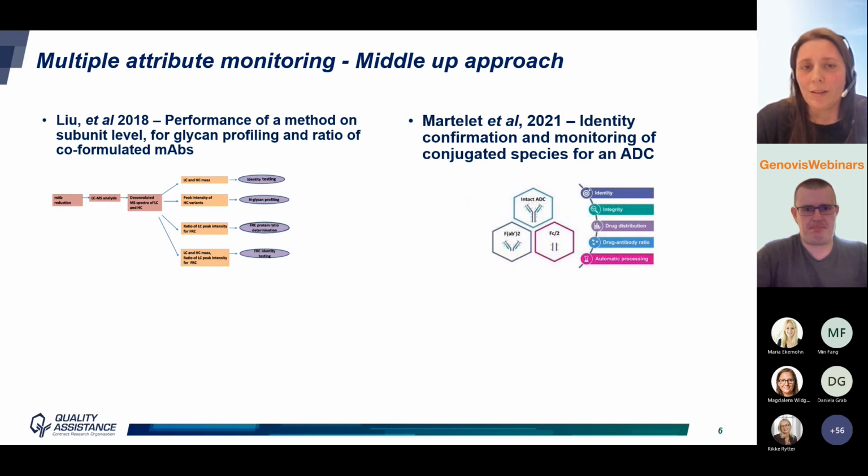So commonly, the multiple attribute monitoring is done on the peptide level, but today I want to discuss the middle-up approach. So this has already been reported. There are two examples here.